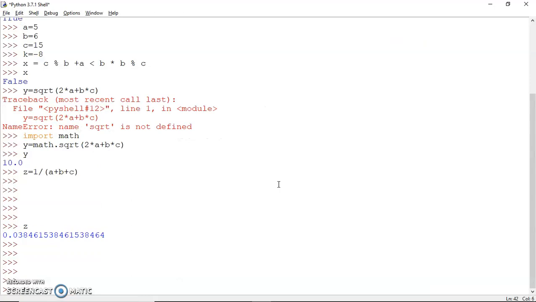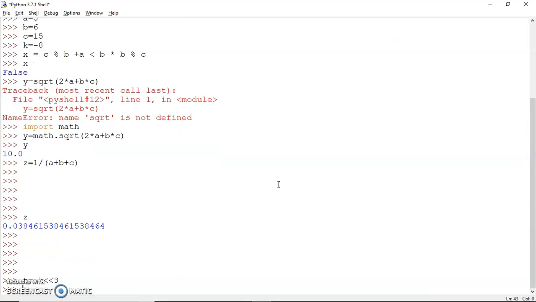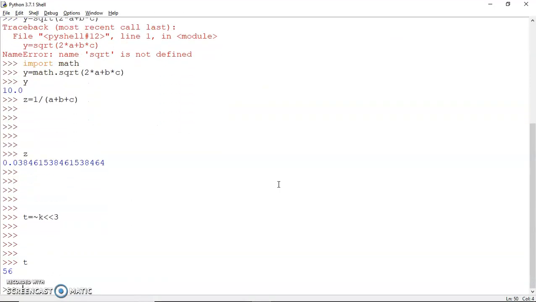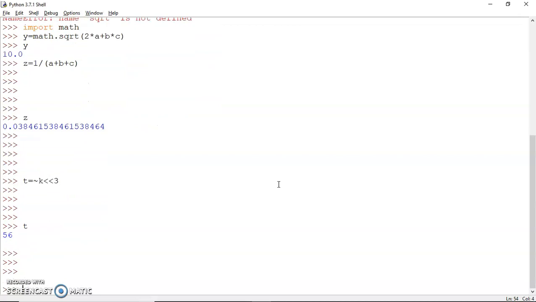So let's just work it out. Say t is equal to not k, the left shift of this. So we can see the value of t as 56. So that is how you can work around with the various operators.